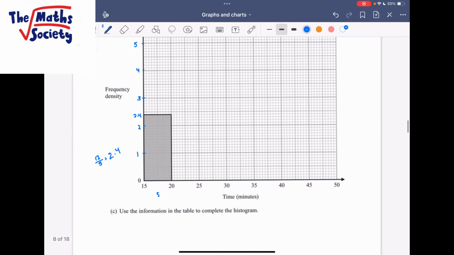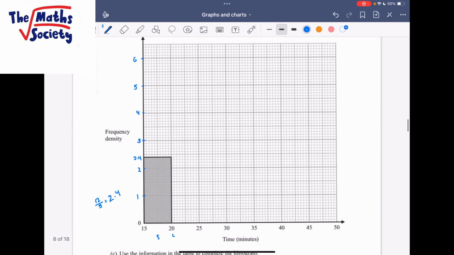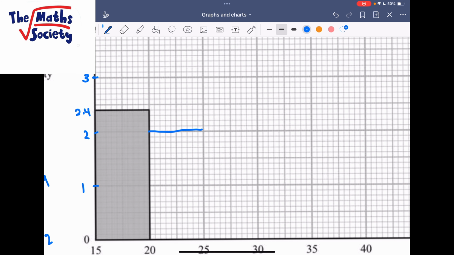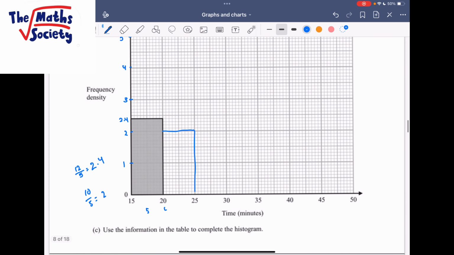And then we need to find the second interval, which is 20 to 25. That was a frequency of 10, so 10 divided by 5 is going to be 2. So you just draw it at 2. And another one was 25 to 30. That's also a width of 5. That's 8 divided by 5, which should be 1.6 around there.